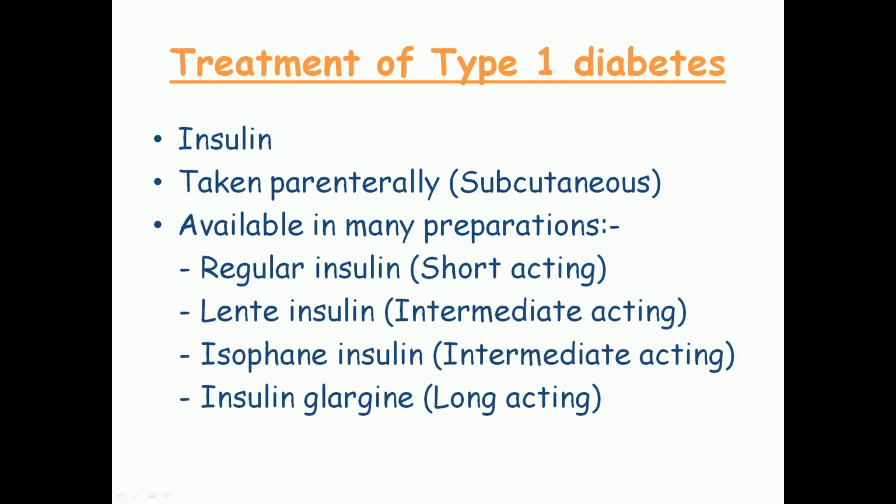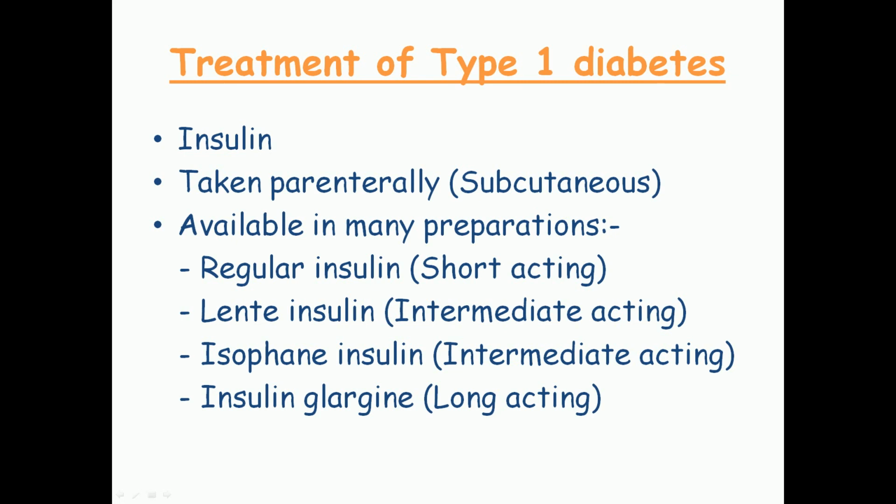Now first we'll talk about treatment of type 1 diabetes. The mainstay of treatment of type 1 diabetes is insulin. Since the insulin is getting depleted in the body in type 1 diabetes due to destruction of the beta cells in pancreas, we need to replace the insulin by giving it externally. So insulin is taken parenterally, mainly through the subcutaneous route.